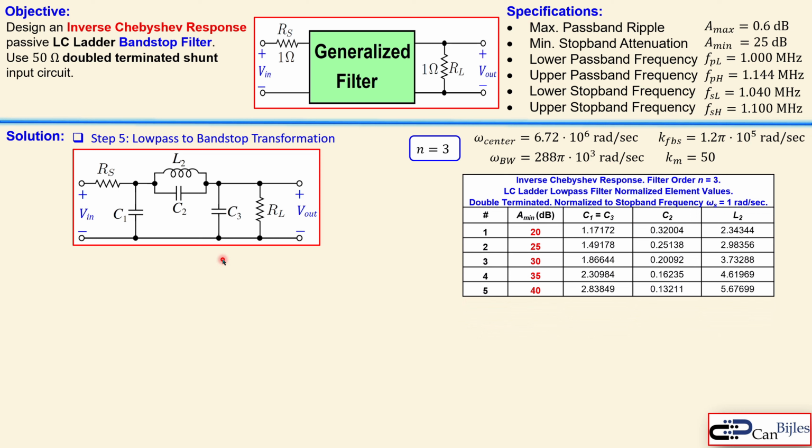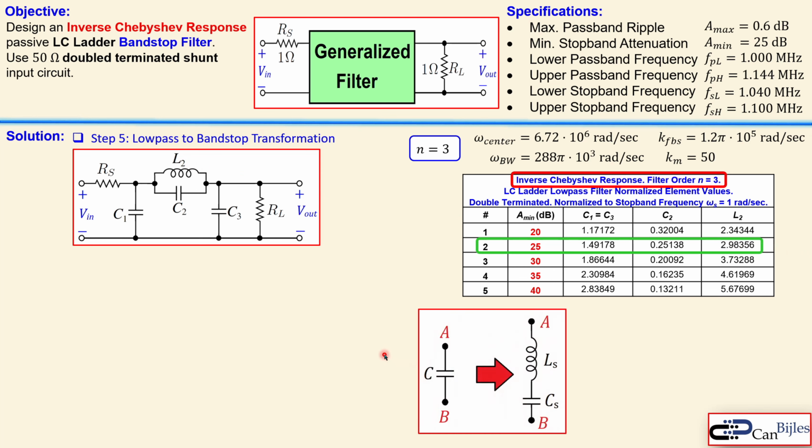But before we move on, let's look at a table of the inverse Chebyshev for the filter order 3. And this is normalized for the stopband frequency of 1 radian per second. You see the components and also the minimum stopband attenuation we require. Now we need to have, again, the third order, but also 25. That means actually this row, and these are the coefficients. You see the 1.49178 and also the others. And those are the normalized values of these components. So C1 is 1.49178 farads. That's also for C3. C2 is this much farad and L2 is this much Henry. Okay, now the transformation for the bandstop filter goes like this.